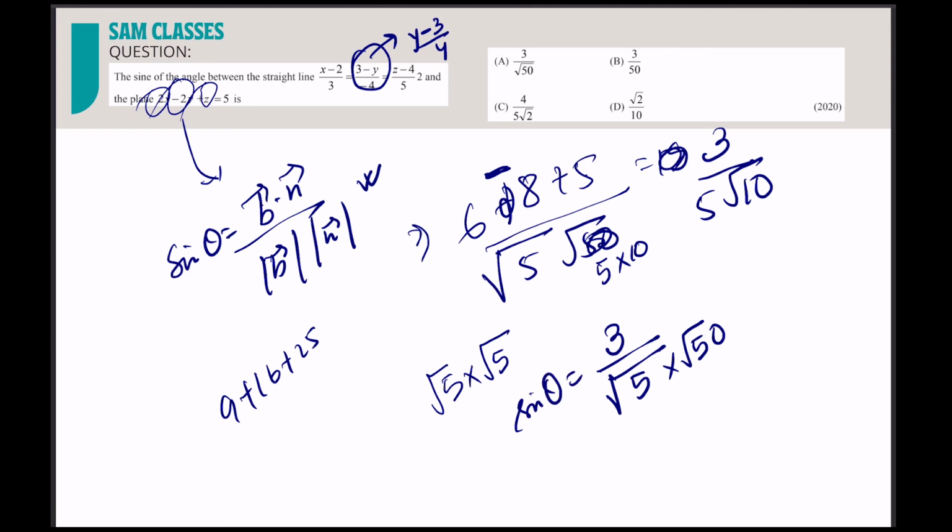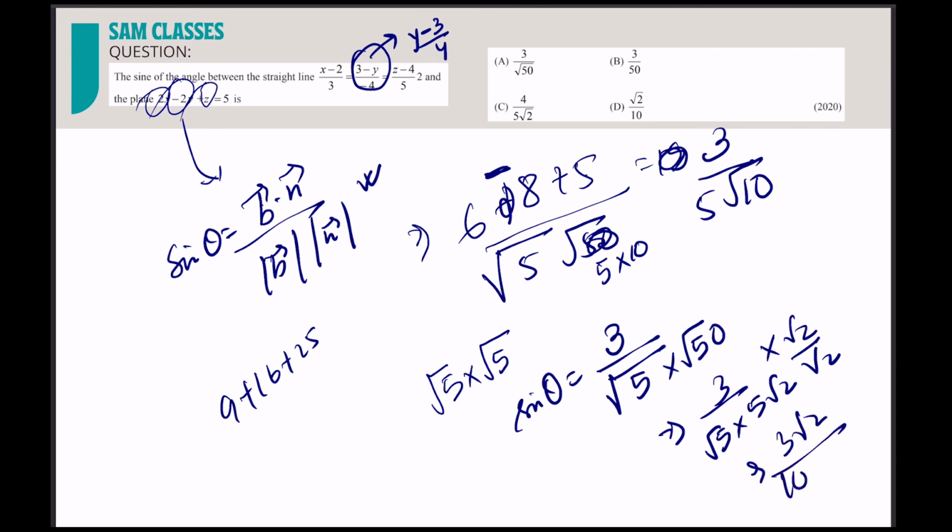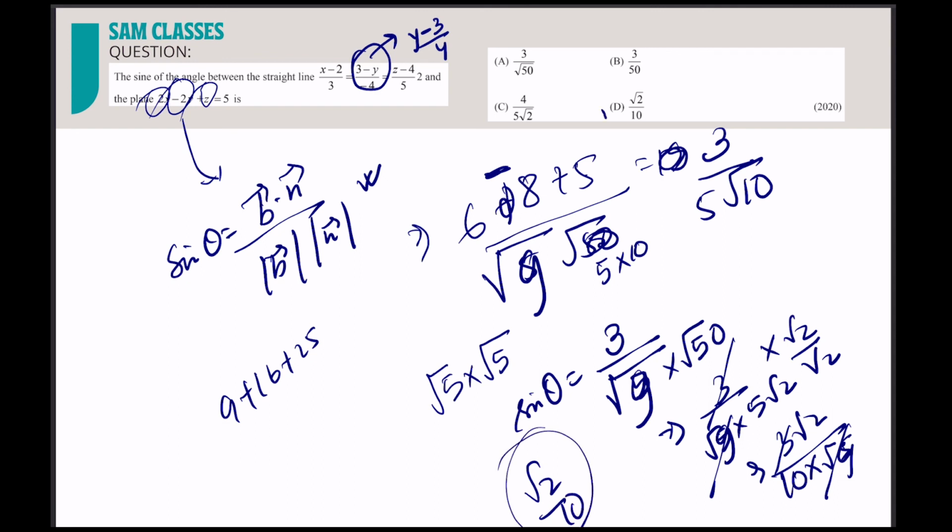Then what can we do here? 50 can be written as what? 5 root 2. So 3 by root 5 into 5 root 2. So what can we do here? Multiply with root 2 and root 2. So what did you get? 3 root 2 divided by 10 into root 5. Correct. We are getting some extra terms. Oh, we have done a blunder mistake. This is 9, sorry. So this is 9, and this and this are gone. So root 2 by 10. Root 2 by 10. That's it. So we were doing a very simple mistake. Sometimes we do make mistakes, so you should not do it in exam time.